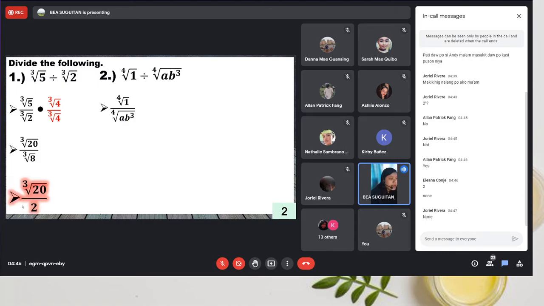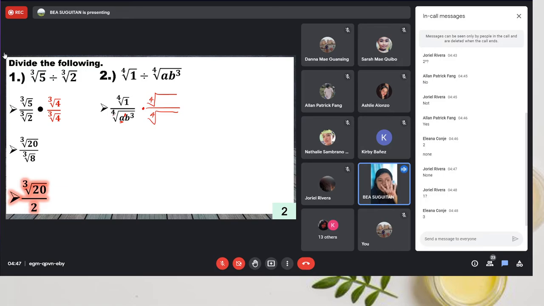Ano ang exponent ng ating A? Ano ang exponent nito? Ni A? 1 ba or 0? Ano exponent ni A? 1. Tama po. So, ilang A ang kailangan natin para makabuo tayo ng 4 na A? Kung meron na tayong isa, ilan pa yung kailangan nating A para makabuo ng 4? Ilan pa? 3. So, you're going to write it down as A cube.